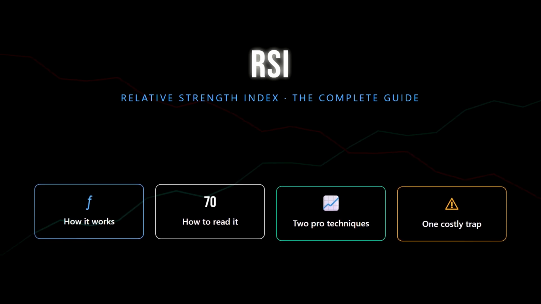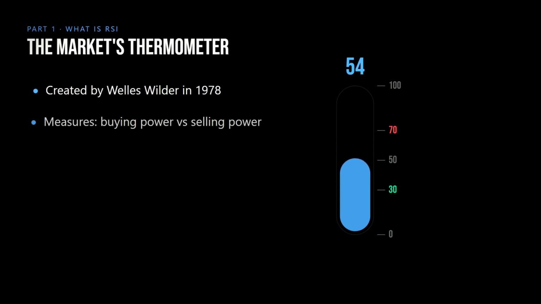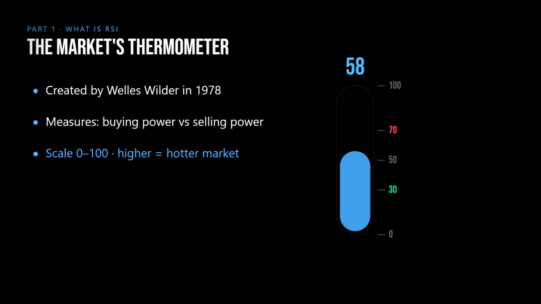Let's get started. The RSI, or Relative Strength Index, was introduced by the legendary technical analyst Welles Wilder back in 1978, and it has stood the test of time for nearly 5 decades. The idea behind it is surprisingly simple. Over a recent window of time, it measures one thing: who has been stronger, the buyers or the sellers.